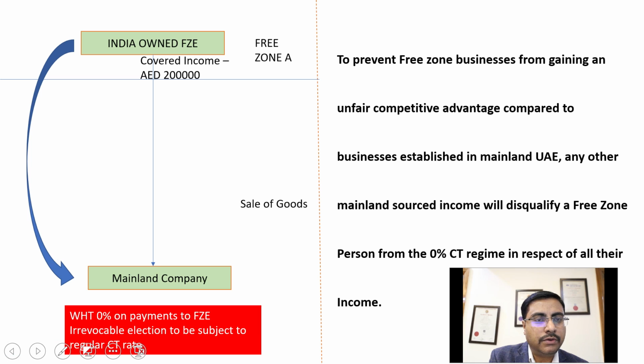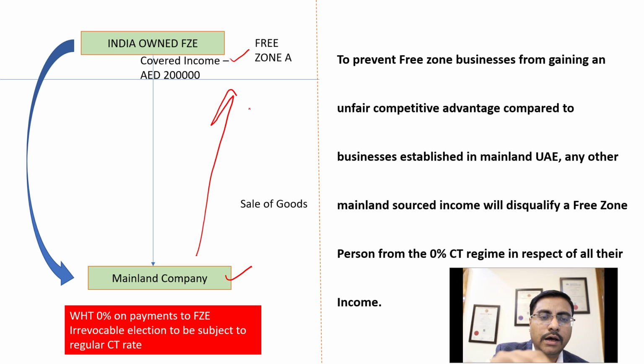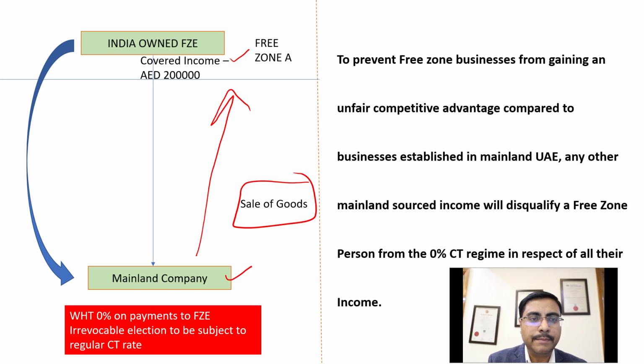Suppose you are a mainland entity, right? You are receiving some income from the free zone person, or you are selling goods to a free zone person, and you are making payment to the free zone person. The income received by the free zone person is tax free. The withholding tax rate is even zero, and the free zone person will not be liable to tax.